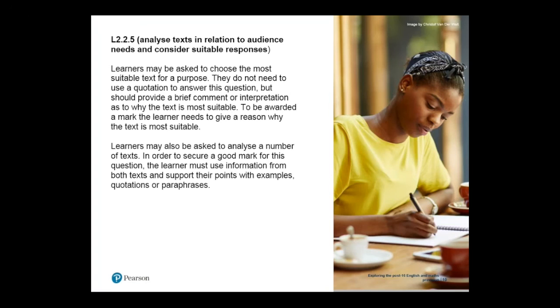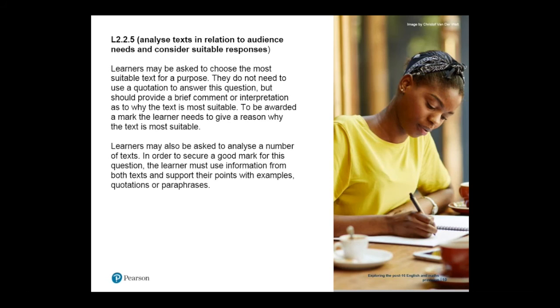L2.2.5. Analyze text in relation to audience needs and consider suitable responses. Learners may be asked to choose the most suitable text for a purpose. They do not need to use a quotation to answer this question, but should provide a brief comment or interpretation as to why the text is the most suitable. To be awarded a mark, the learner needs to give a reason why the text is the most suitable.